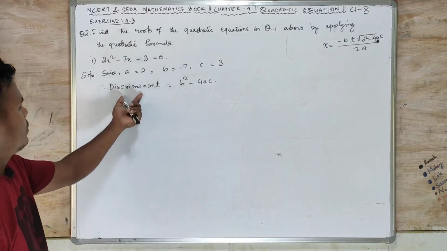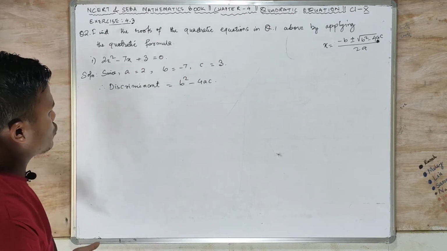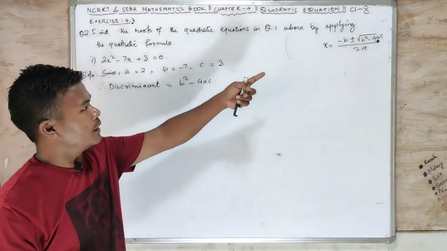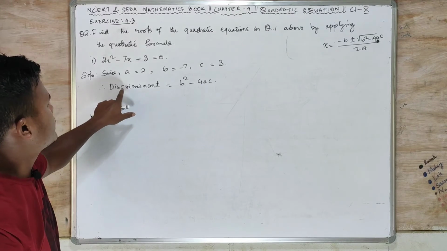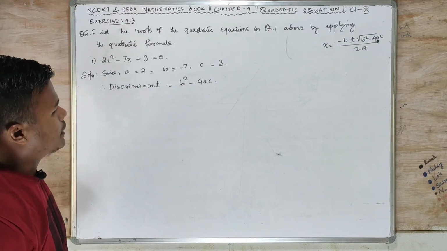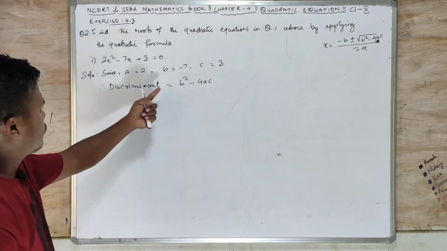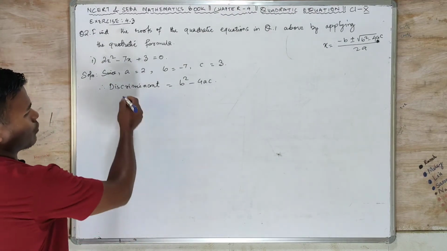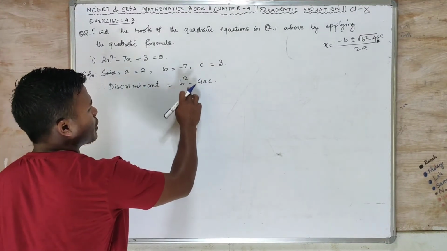Without writing this discriminant equal to b square minus 4ac, you can also solve using the formula directly. But why do I write it down here? Because this discriminant part, the formula used to come mostly as tick the correct answer, just multiple choice type, for 1 mark. So I have written down the discriminant part. So you also learn this discriminant properly. So discriminant is equal to b square minus 4ac.